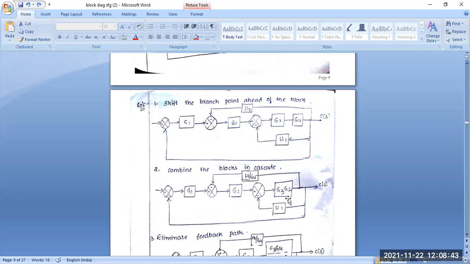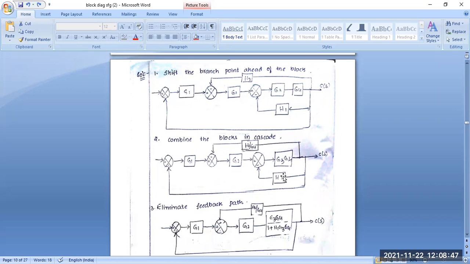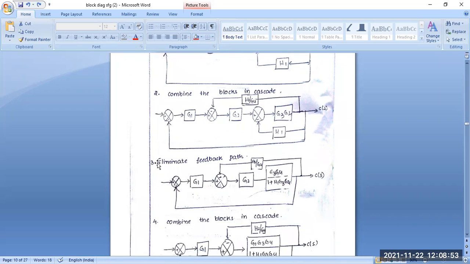Now, the next part, you have to eliminate the feedback path. Which one? This is basically the first feedback, that is H1. So we have to apply the next rule, that is, eliminate the feedback path. So that means this H1 is eliminated.